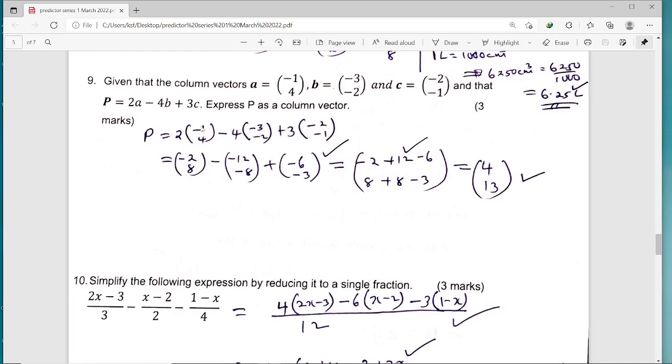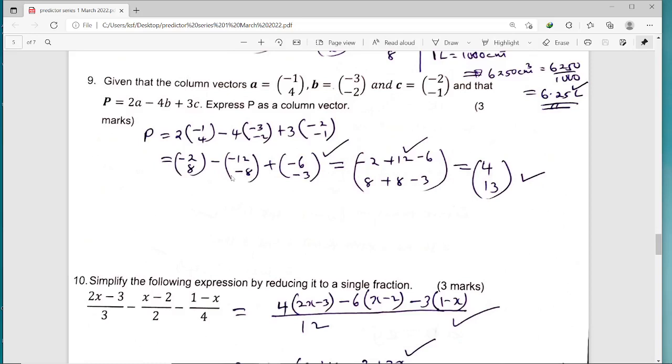So we open the bracket, it will be (-2, 8). This is (-2, 8) minus, this gives you 4 and this gives you -12, and -8 plus negative, that is -6, -3. So if you get that, the next thing is that we need to evaluate. We open these brackets, we shall be having -2 minus minus becomes plus. -2 plus 12, then plus minus is minus, so it's -6, and this is 8.